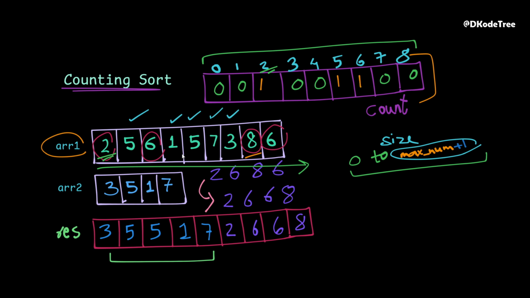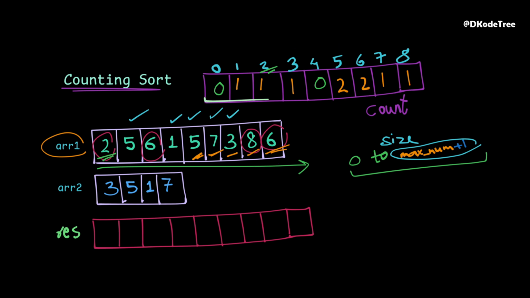So let's complete this quickly. Next we have 1, so we'll increment the value at index 1. So this will become 1. Next we have another 5, so we'll increment the value at index 5, so it will become 2. Then we have 7, so we increment the value at index 7. Next we have 3, so we'll increment the value at index 3, it becomes 1. Next we have 8, so the value at index 8 will become 1. And the last element we have is another 6, so we'll increment the value at index 6 from 1 to 2.